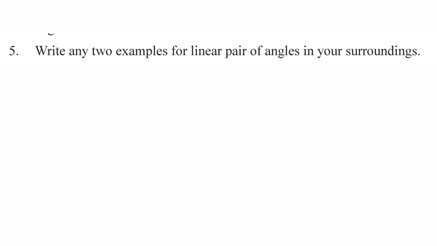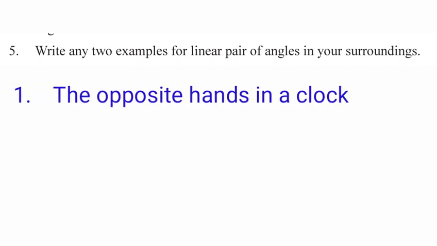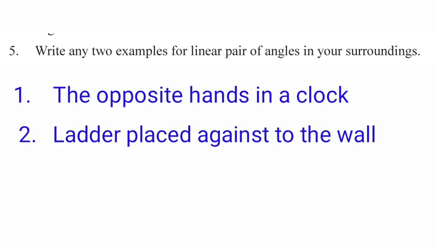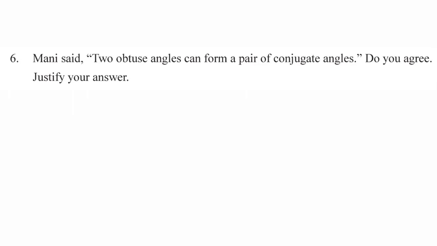Next problem, fifth one. Write any two examples for linear pair of angles in your surroundings. First example, the opposite hands in a clock. Second example, ladder placed against the wall. So these are two examples for the linear pair of angles. Next problem, sixth one. Mani said two obtuse angles can form a pair of conjugate angles. Do you agree? Justify your answer. So answer is, I do not agree.